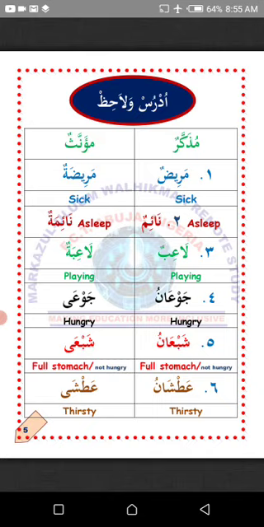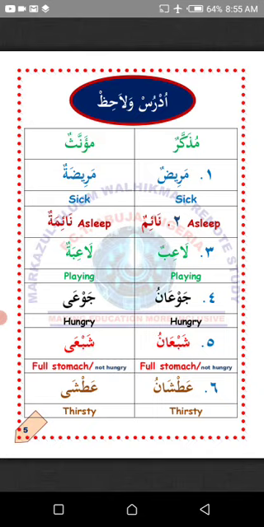Number three: La'ibun, playing. It is for a male person. La'iba, with ta marbuta at the end, round ta, playing, is for a female person. One can say, Abdullahi la'ibun. That means Abdullah is playing. But Aisha too, la'ibatun. Aisha is playing.